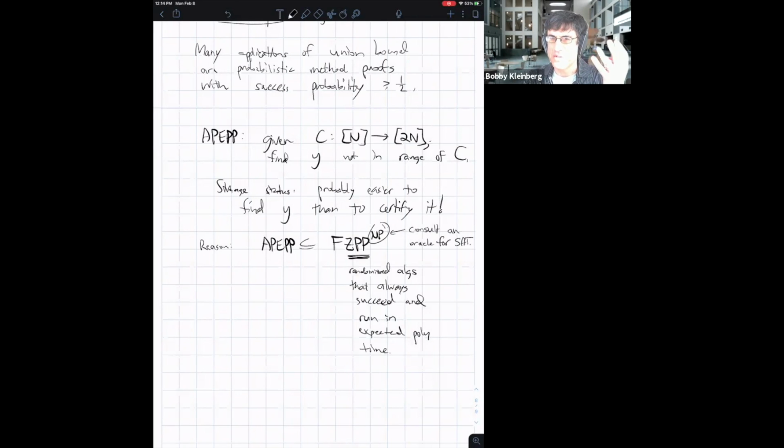And if you have those two capabilities, randomization and a SAT oracle, then the way that you solve APEPP problems is you keep guessing output strings y. You run a while loop where you guess a random y. You ask the SAT oracle, is there an x that maps to this y? That's a satisfiability problem, so the oracle tells you yes or no. If it says yes, then you draw another random y. The first time the oracle says no, then you know that you have a correct solution.